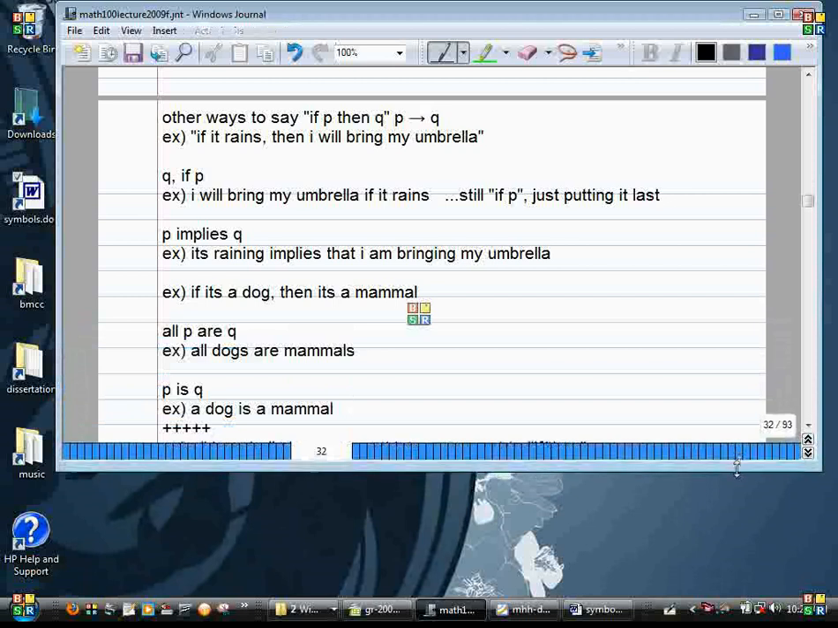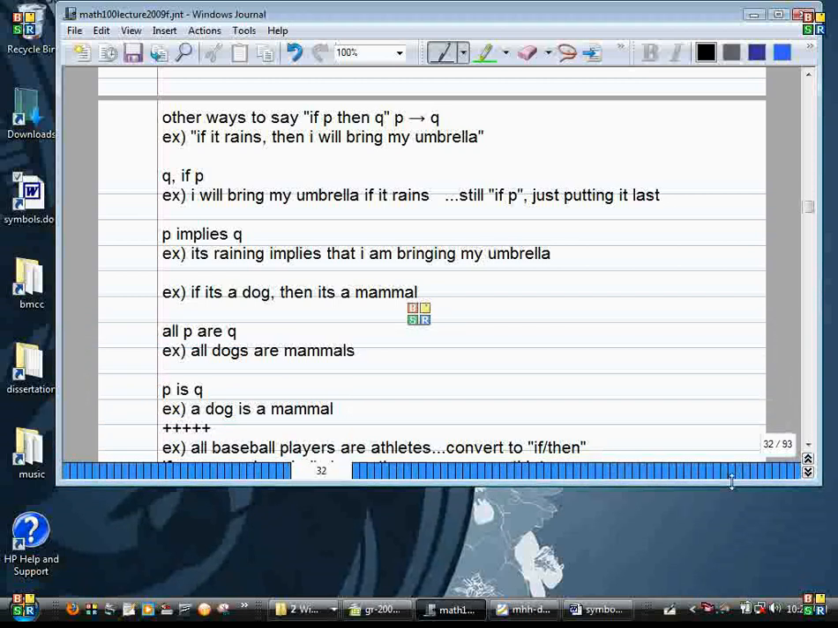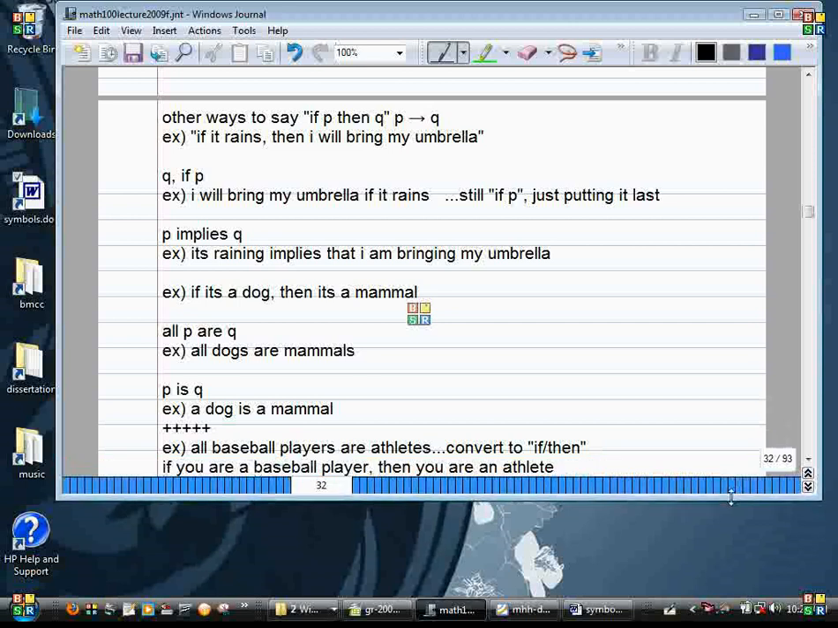So now let's go the other way. All baseball players are athletes. Now go back and rewrite this in terms of if-then. If you're a baseball player, then you're an athlete. We're making statements about two objects here. We're making statements about them.